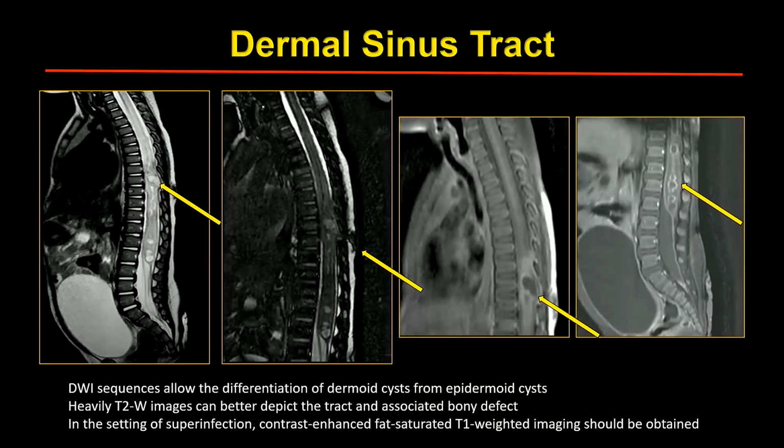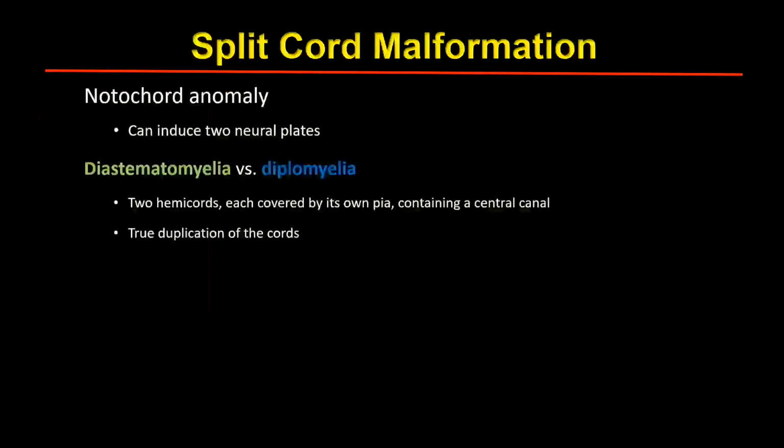In this case, everything was there. Everything was enhanced. You can see the peel surface, the central canal. This was a bad case of infected dermoid cyst from a dermal sinus tract.